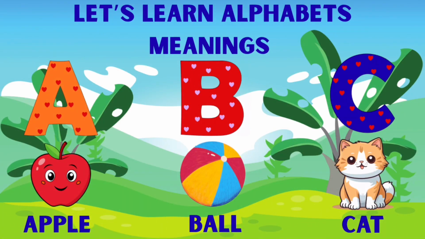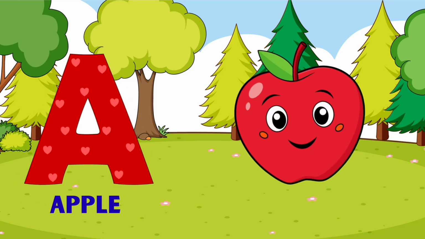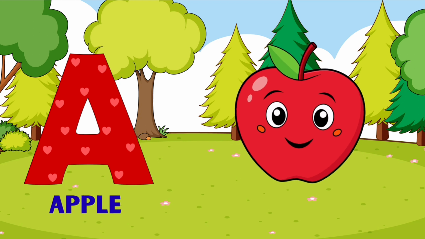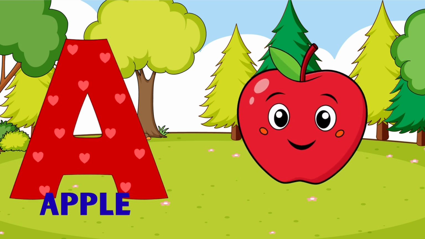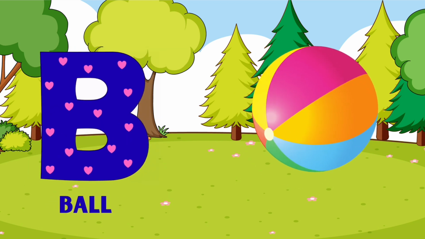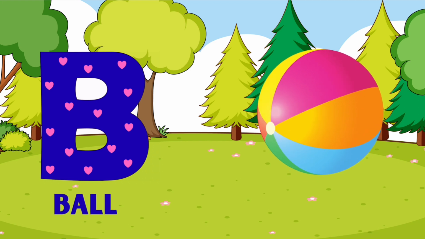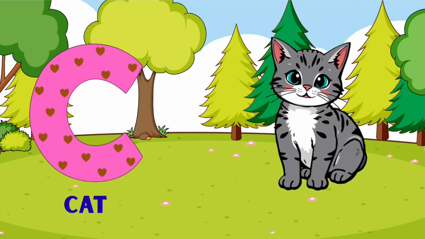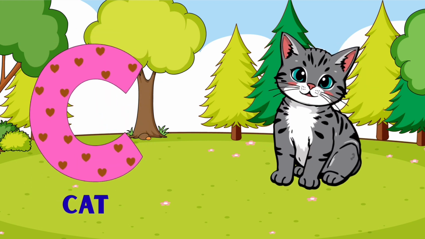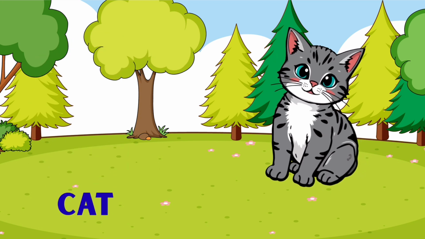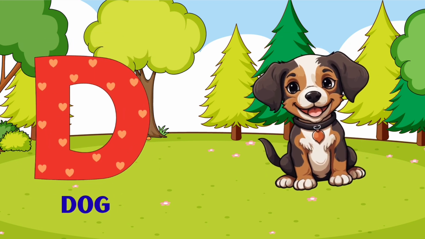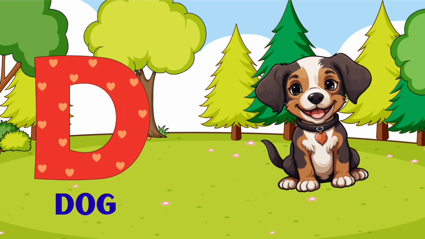In today's video, we are going to learn alphabets meaning. So, let's learn. A. A is for apple. B. B is for ball. C. C is for cat. D. D is for dog.